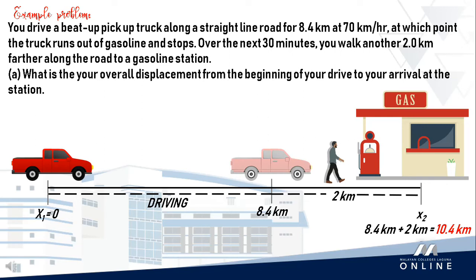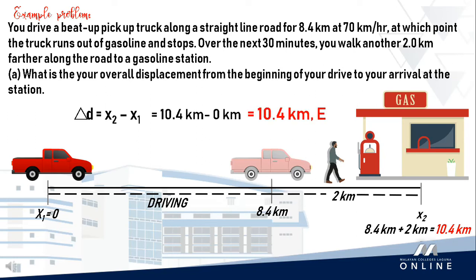We are then asked to find your overall displacement, where we can use the equation change in x is equal to x sub 2 minus x sub 1. We substitute the values and we will get a total displacement of 10.4 kilometers in the positive direction of the x-axis.